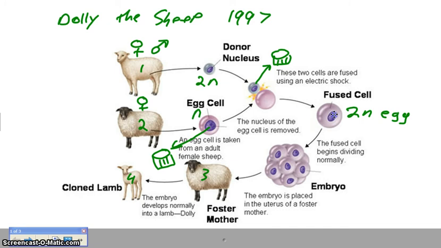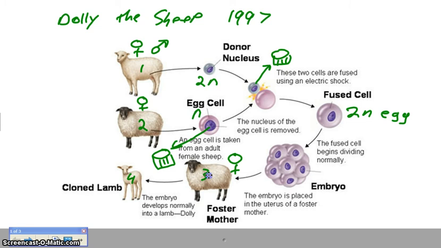So we take this diploid egg, and because it's diploid, the cell recognizes that and says, oh, I must have been fertilized. And so it starts dividing into an embryo. Then this embryo is implanted into the uterus of sheep number 3. Obviously, sheep number 3 has to be female.